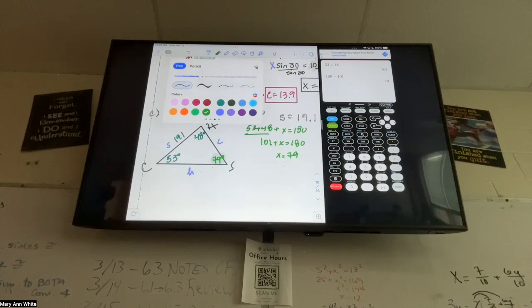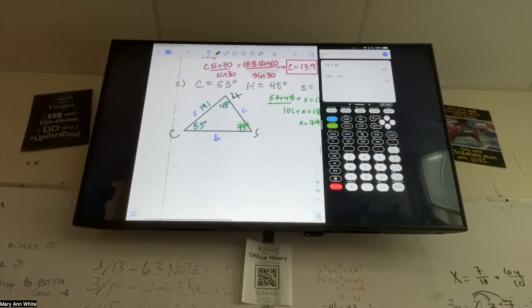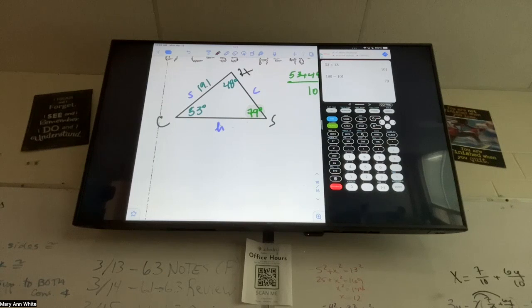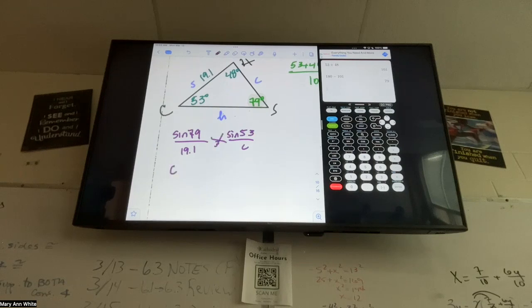All right. Who can help me find one of my missing sides? Who's got my equation? Sin 79 over 19.1 equals sin 53 over c. Perfect. 53 and C go together, so we did sine of 53 over C, and then now we cross multiply and solve.